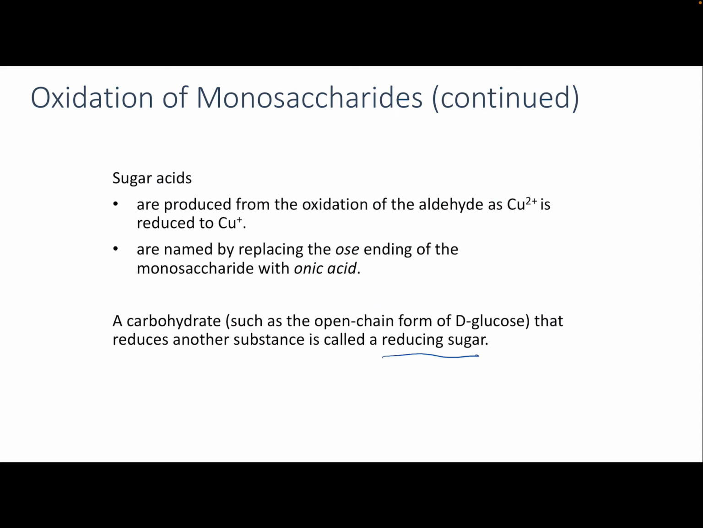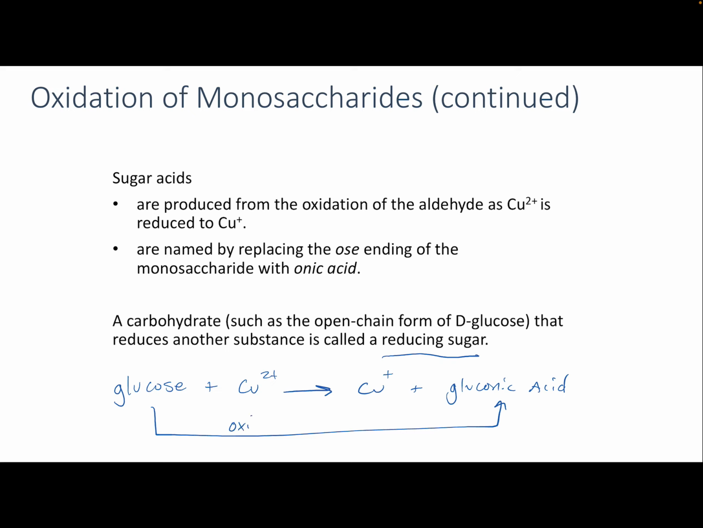So let me just show you this one more time. So let's say that I have glucose and I have copper 2+. We react it, we get copper 1+, and gluconic acid. So glucose here was oxidized. I don't think we're confused about that at all. Copper was reduced.